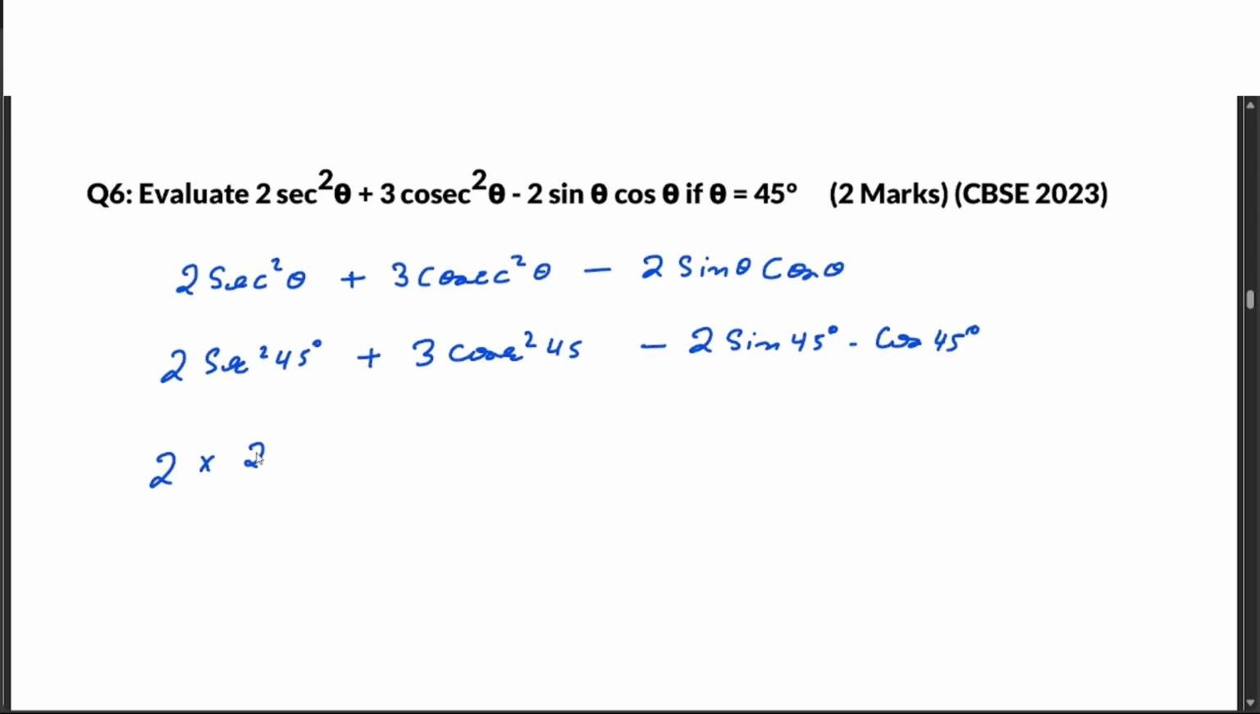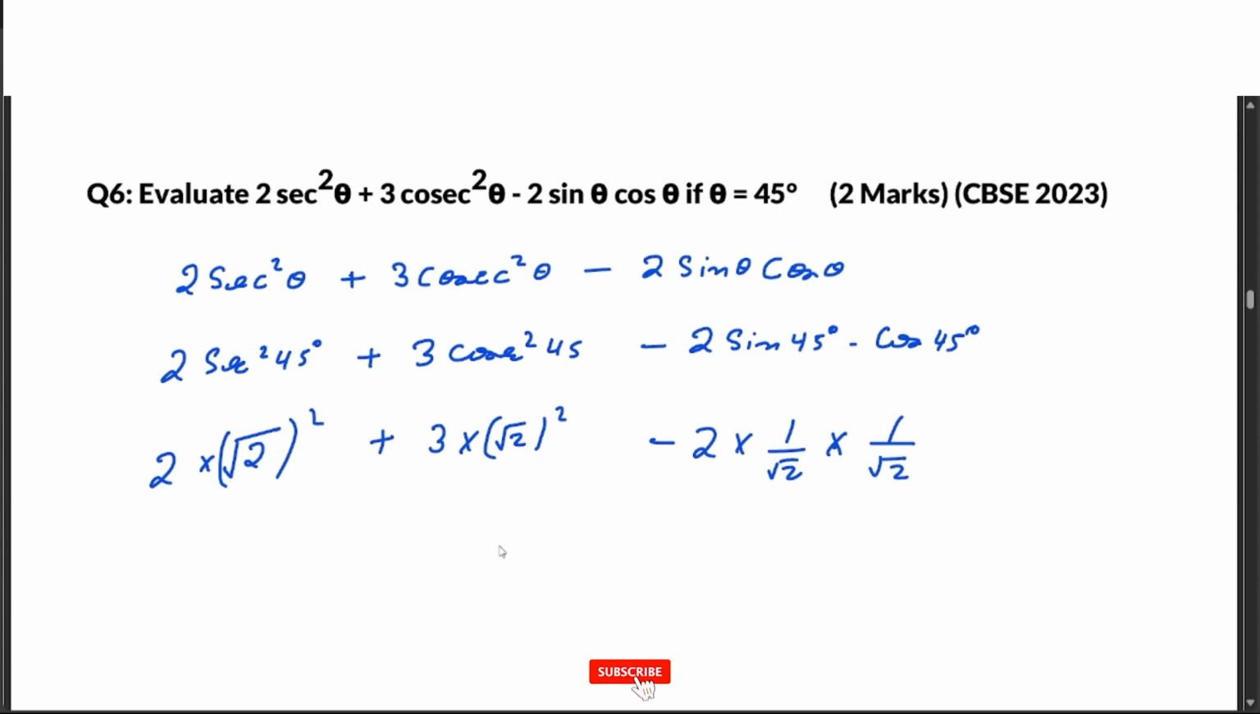So you can say here root 2 whole square, and in the same way here 3 cosec 45. You know the cosec 45 value is also root 2, so you can say 3 times root 2 whole square. Okay, after that you can say 2 times sine 45 times cos 45. So sine 45 is 1 over root 2, and cos 45 again 1 over root 2. Now you can solve this one.